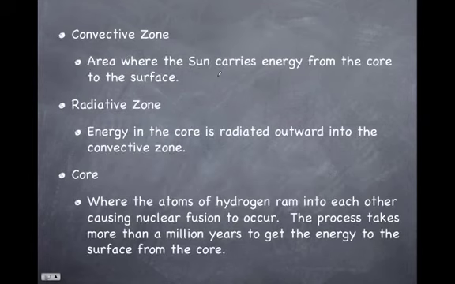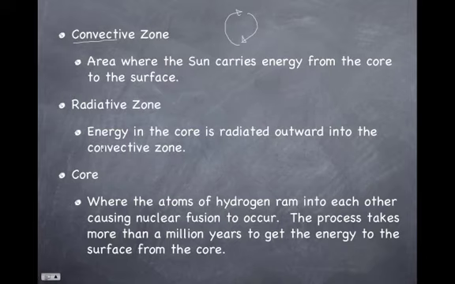Now, the inner part of the sun, going from the core outward, the outermost part of the inside is the convective zone, and this is where energy moves outward through convection. So we get material rising and falling because of differences in density due to differences in temperature. The radiative zone is where energy radiates outward from the core into the convective zone. And of course, the energy comes from the core, which is where the atoms of hydrogen ram into each other, causing nuclear fusion to occur. Now, the process can take more than 1,000,000 years to get the energy to the surface from the core. So this is a very slow process.